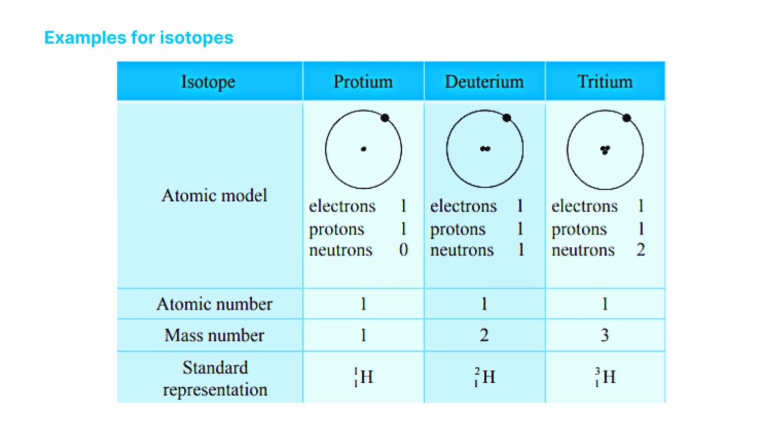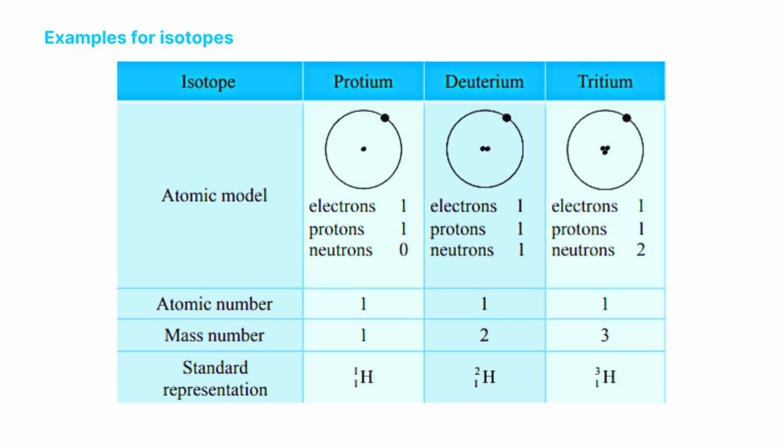So if we look at protium, it has atomic number 1. So protons 1, and electrons 1. The mass number is 1. So you all know mass number is protons plus neutrons. So here, if protons is 1, then the neutrons should be 0.